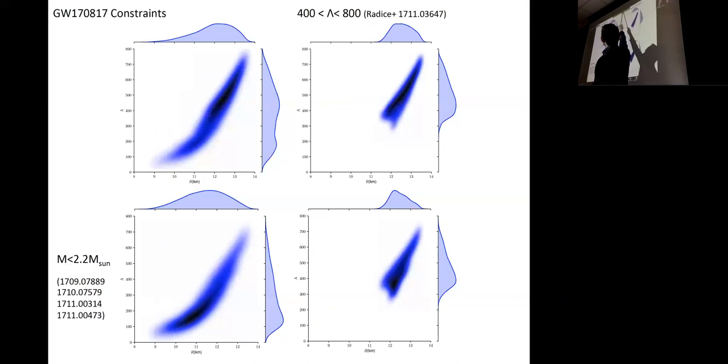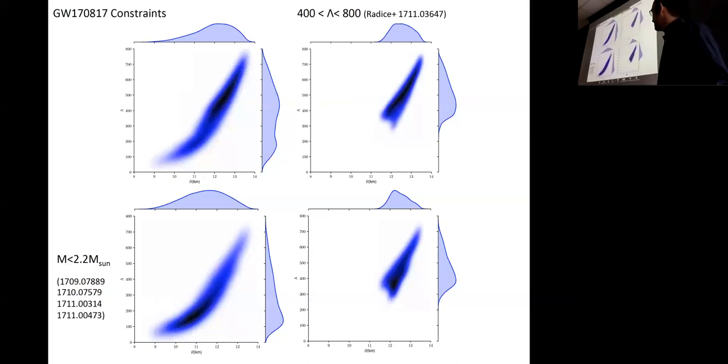This lower limit here is by far the constraint that has the largest effect. You can see that it cuts off models below a radius of about 11.5 kilometers here. Whereas the maximum mass constraints have little effect on the overall distribution of equations of state in this plane.